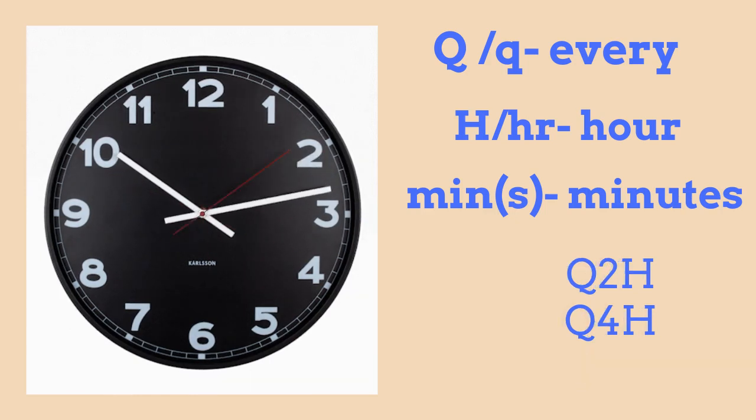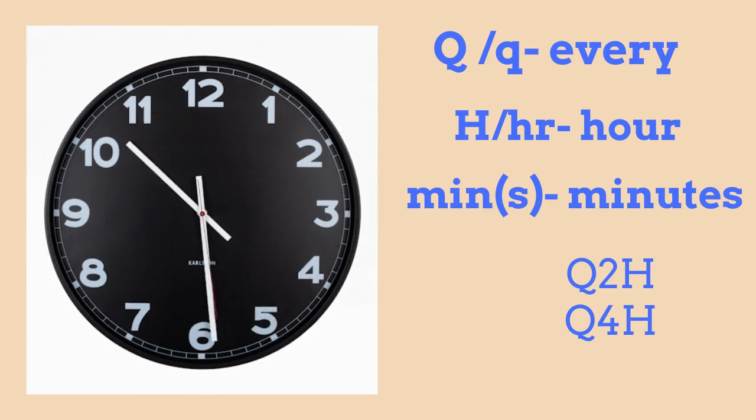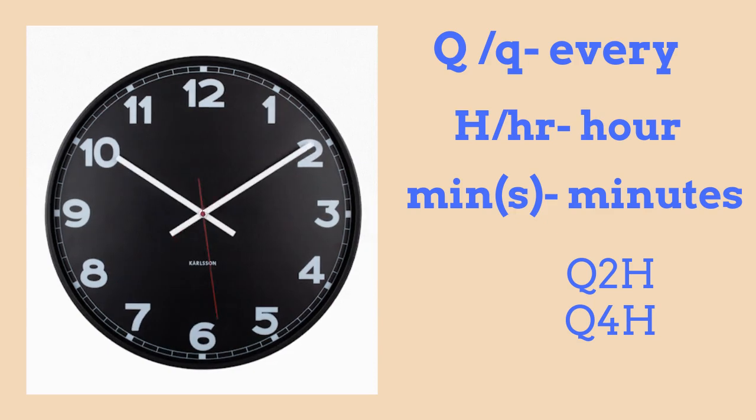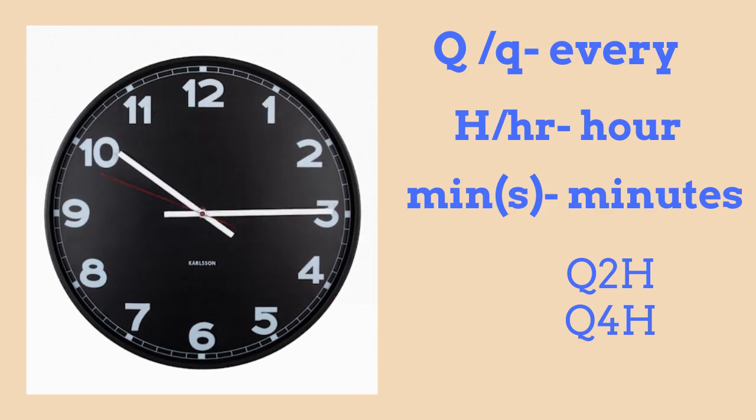Some abbreviations that we will see are Q, which may be common or capital, and that represents every. So we may see Q2H, which will mean every 2 hours, H or HR, which will represent hour, min or mins, which will represent minute or minutes. So the doctor's order may show administer Panadol Q4H, which will mean every 4 hours, or check vital signs Q15 minutes, meaning to do so every 15 minutes.